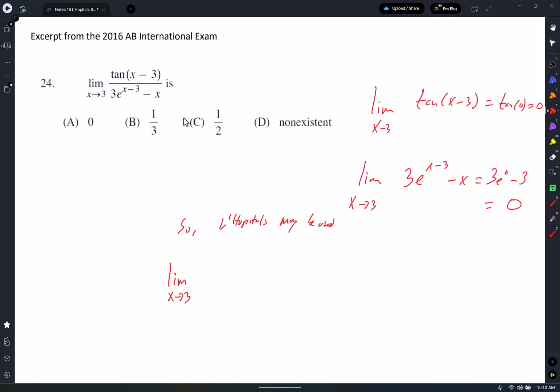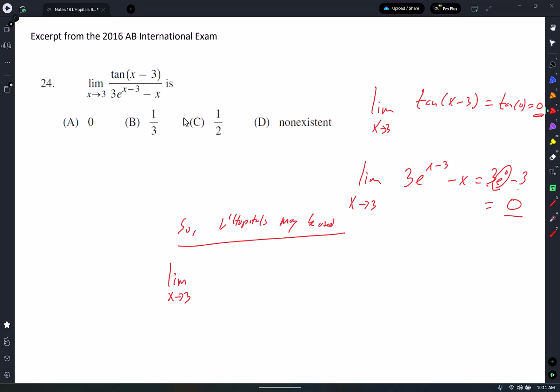I did get 0 over 0. I did it here on the side. Limit as x approaches 3 of tan of x minus 3 does equal tan 0, and tan 0 is 0. Limit as x approaches 3 of the denominator, 3 to the x minus 3 minus x, is 3 e to the 0. Remember that e to the 0 is 1. And so you do get 3 minus 3, which equals 0. So I can use L'Hopital's.